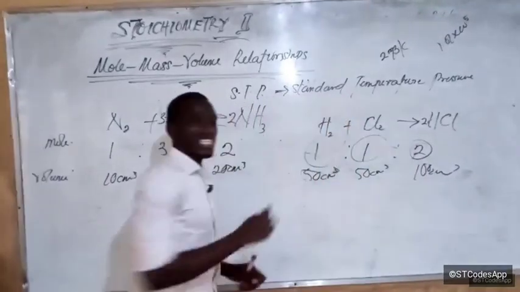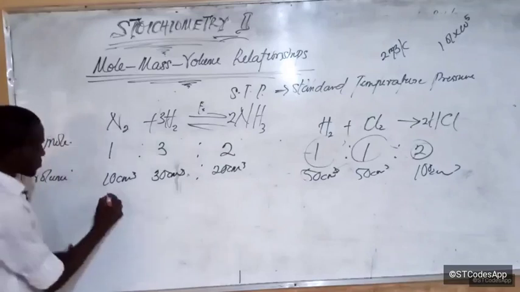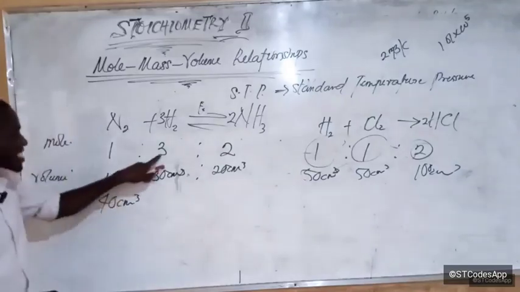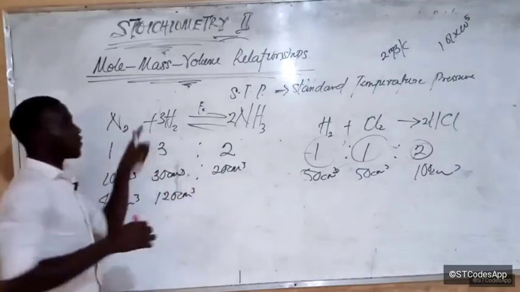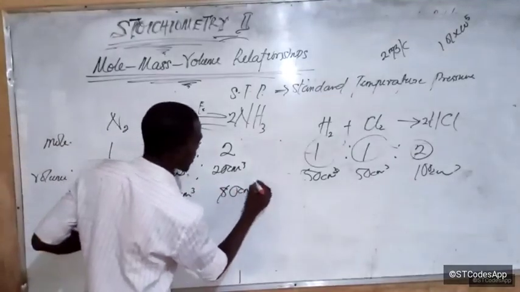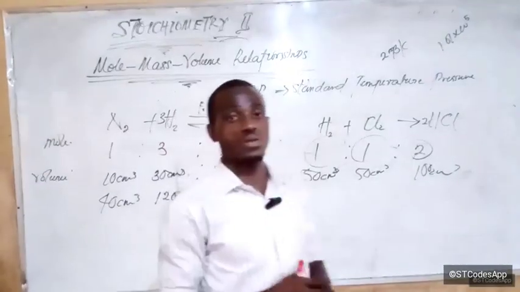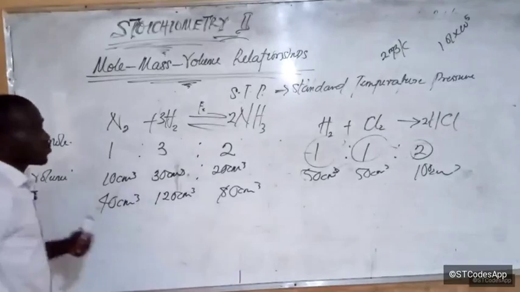according to their ratios. Definitely, if I started with, for example, 40 cm cube of this, it means that I'll need triple portion of this, isn't it? I need 120 centimeter cube of this to produce me what? Double portion of this, which is 80 centimeter cube. Do you now understand? All right. So understanding the mole volume relationship will help you to attempt questions. Now let's go into solving some questions using these rules.